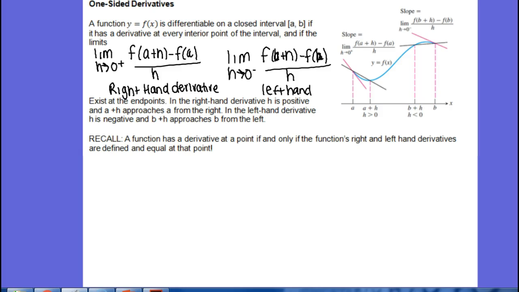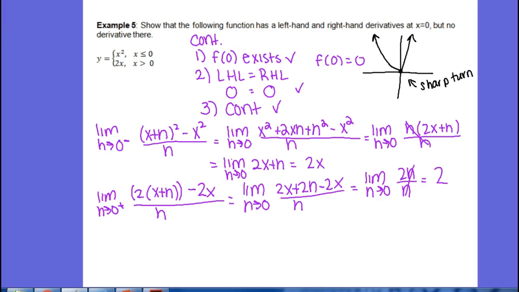Functions that have very sharp points are not differentiable at that sharp point. So that's why we need to use left and right hand derivatives, because they're not differentiable at that sharp point.